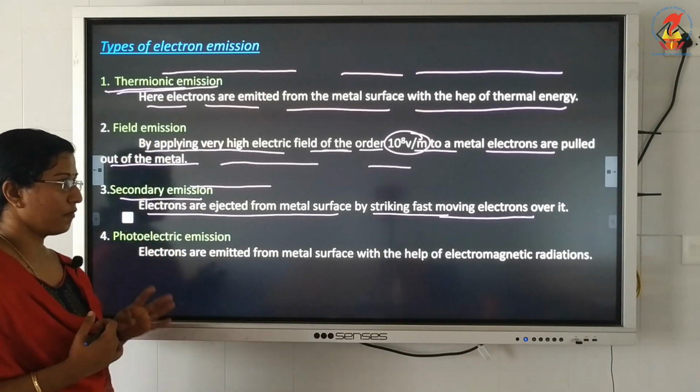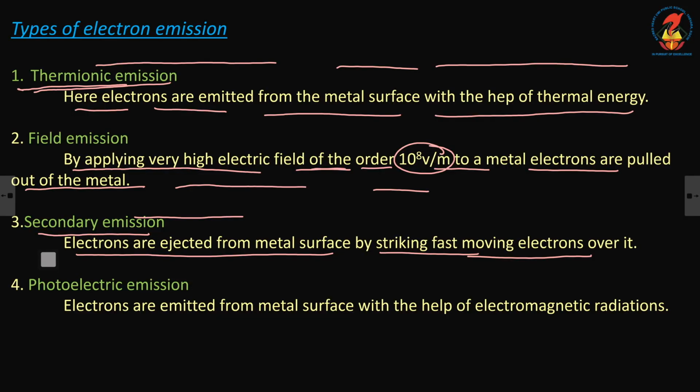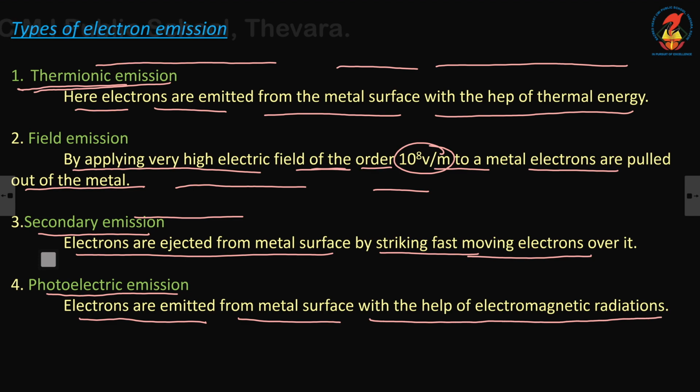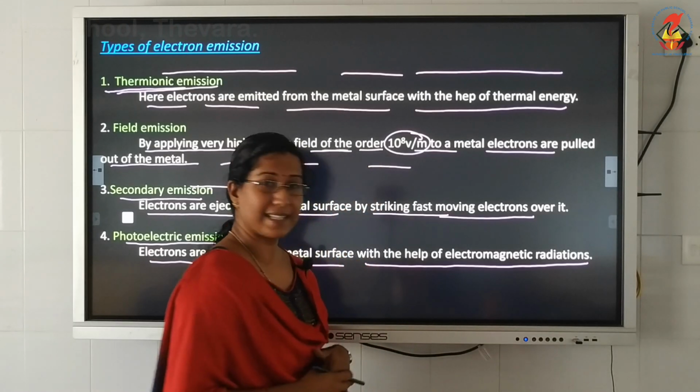And the fourth method is known by the name photoelectric emission, which is the main and important content of this chapter. And photoelectric means photo, something related to light. With the help of light, we are making electricity. That is the meaning of photoelectric. Here the electrons are emitted from the metal surface with the help of electromagnetic radiation, that is light.